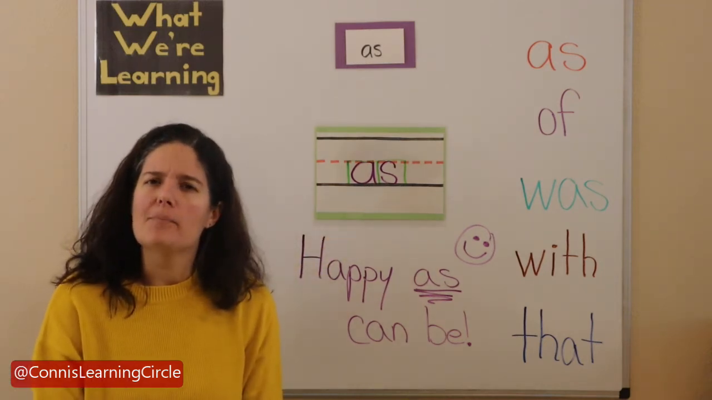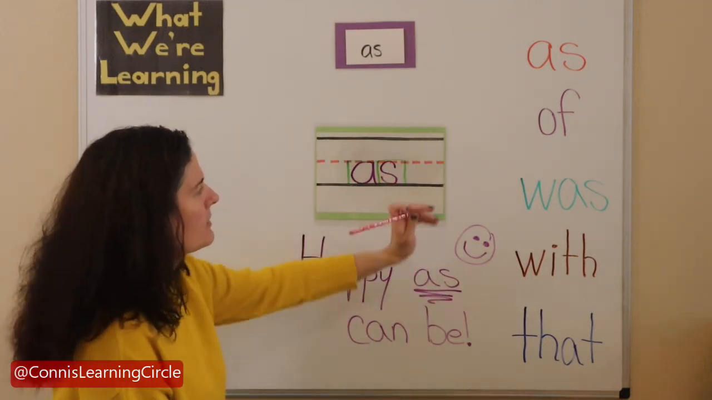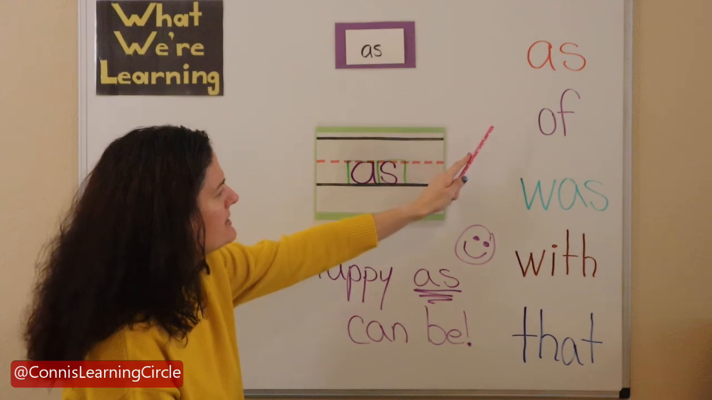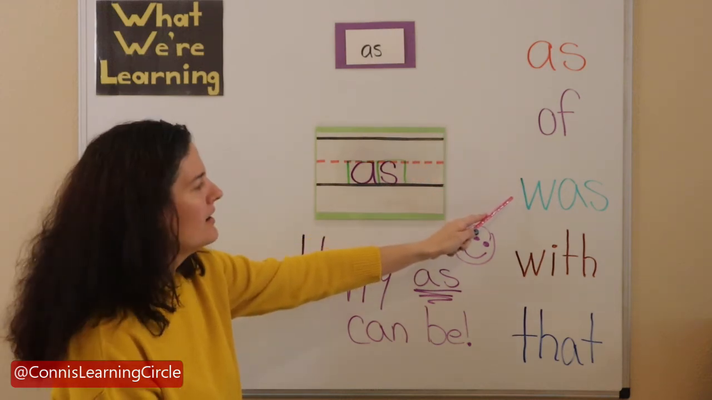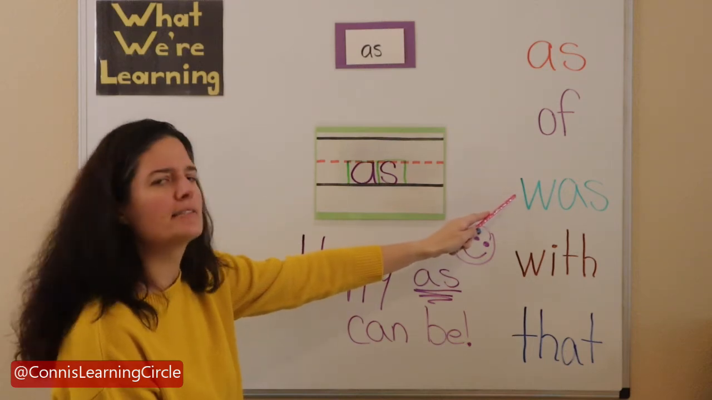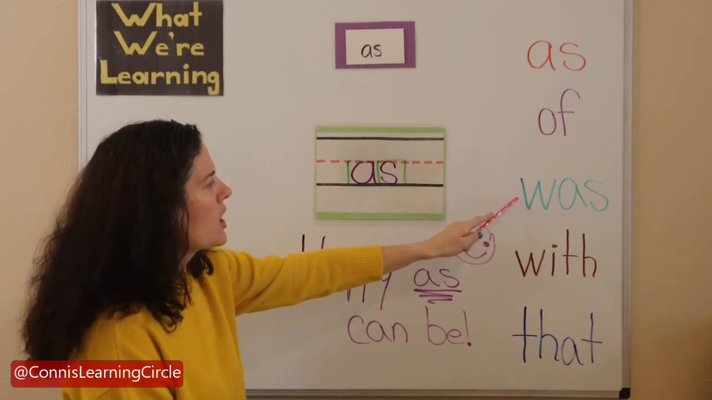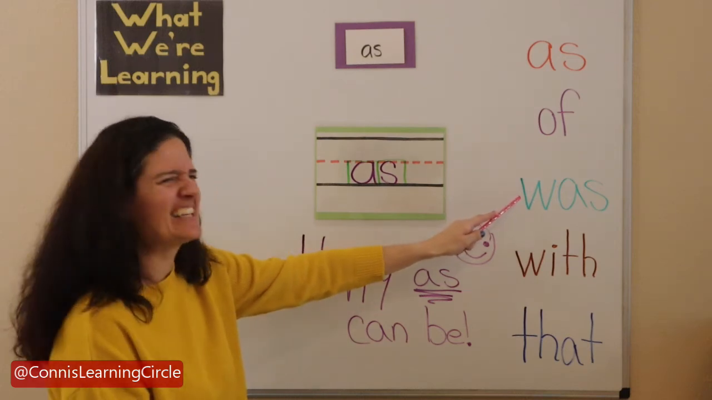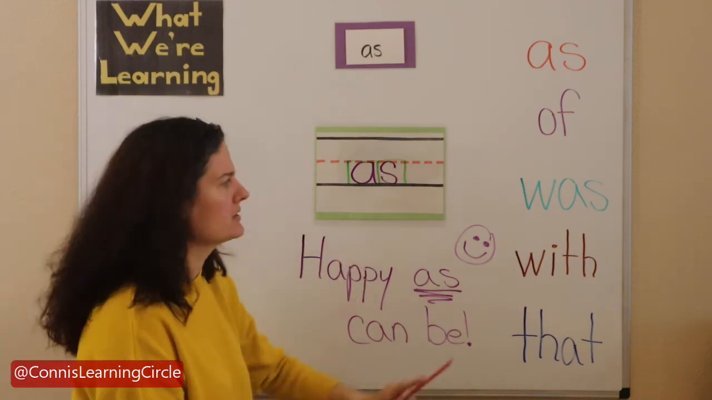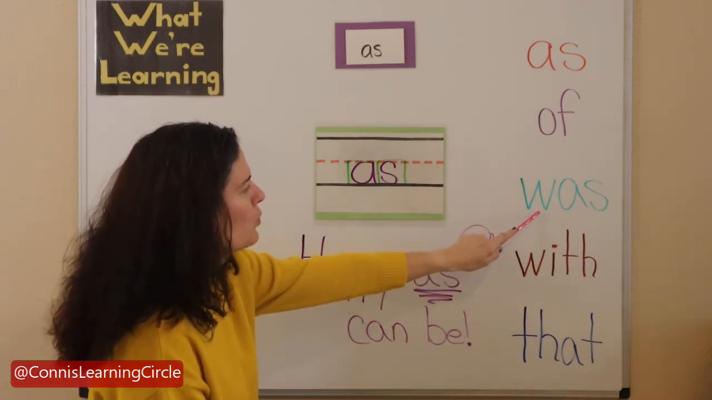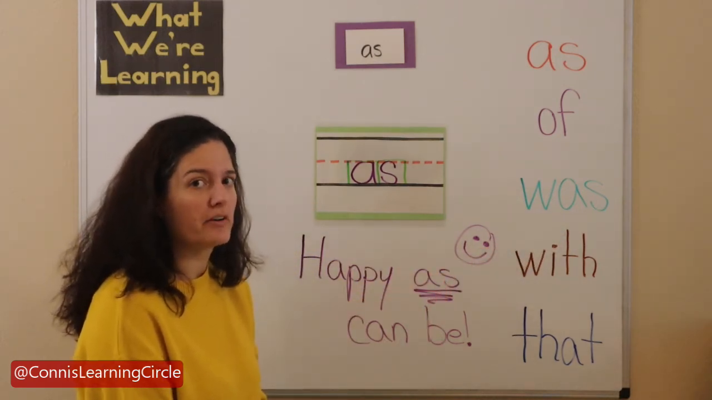Now, we've done so much with our word as. Let's see if you can help me find our word as over here. Okay? Now, is this our word as? No, I don't think so, but let's look at it and let's see why. All right? We said our word as has how many letters? 1, 2. 2 letters. Let's look at this. This word has 1, 2, 3. It doesn't have the right number of letters.